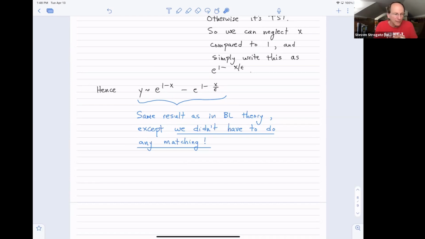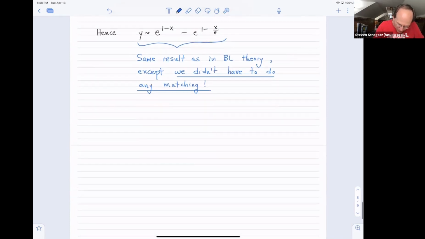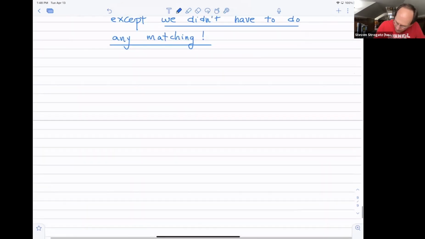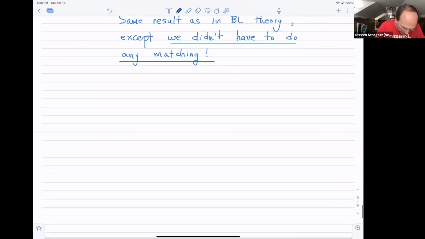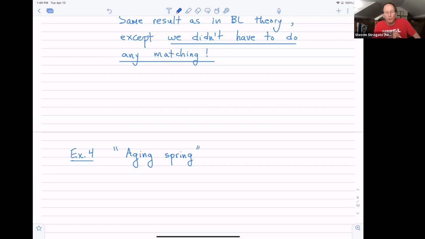But I want to spend the rest of the time writing out the final example with you, which is a really nifty example that we're going to call the aging spring. This example will come back later when we talk about the method of multiple scales. So it's a nice classic example.